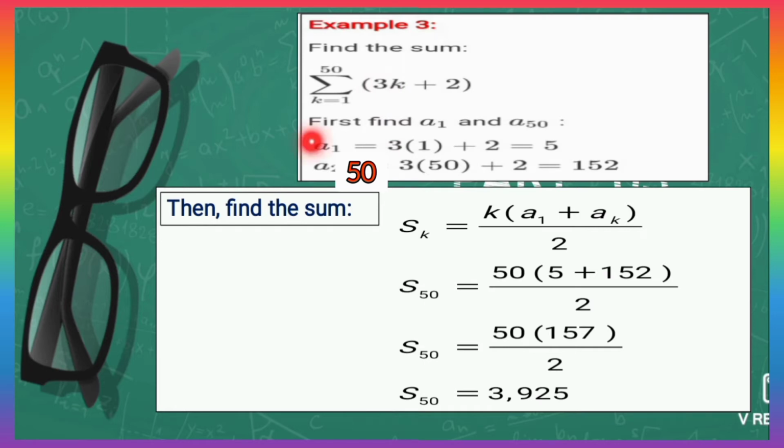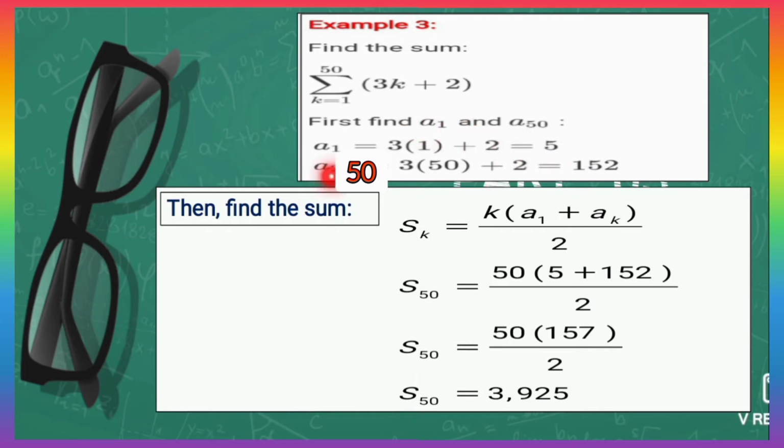So, ayan. First natin gagawin is find the first term and the last term. So, paano nga natin mahanap yung first term? Ganito lang, copy lang natin itong nasa taas at mag-substitute. So, yung first term natin, copy lang natin itong 3. And then, yung k natin, yung value niya ay 1. Kaya, naging 1 na lang dito. Then, copy the sign and copy the 2. Kapag isolve natin yan, 3 times 1, the answer is 3. Plus 2, the answer is 5. Kaya, yung first term natin ay 5.